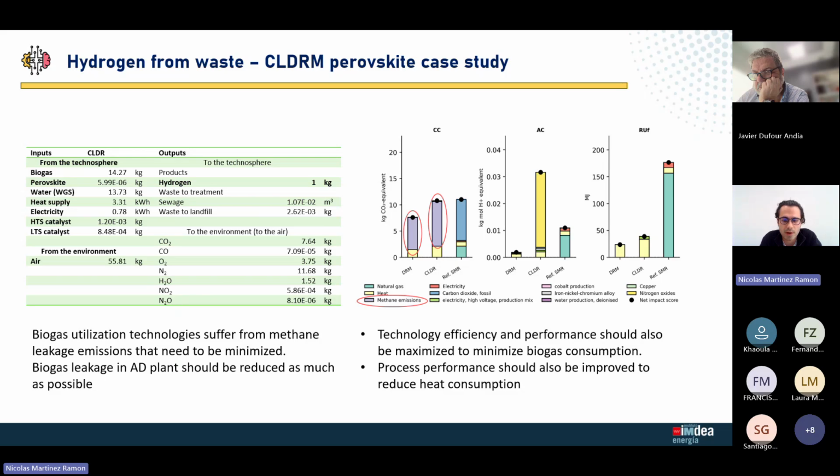But what we found is that the main hotspot is related to methane emissions from anaerobic digestion plants. This is because there are some leakages in these plants. And when methane is leaked, its climate change impact is quite high. So what we basically recommended for this process is to improve its performance to decrease the amount of biogas needed and also the heat demand. We also recommended that anaerobic digestion plants should work on reducing leakage.